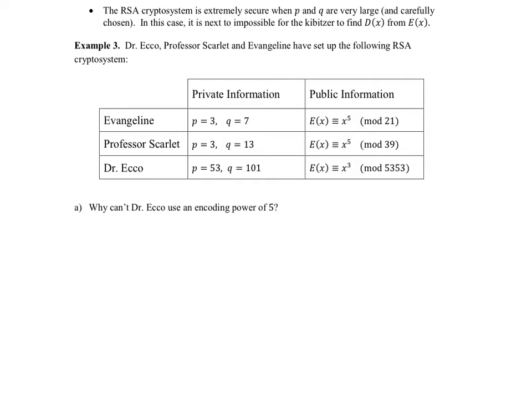Okay, so let's remember from above, when we're thinking about picking our encoding power, the important mod to think about is the mod n, the n value. So for n, it's p minus 1 multiplied by q minus 1. For the case of Dr. Echo, that would be 53 minus 1, so 52, multiplied by 101 minus 1, so 100. So Dr. Echo's n value would be 5,200.